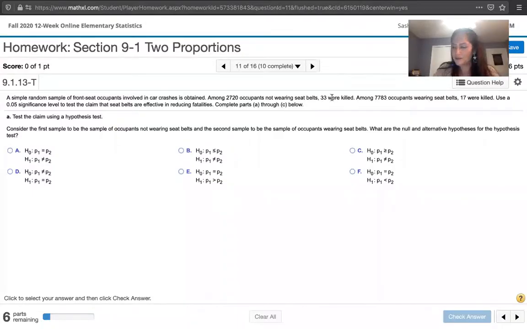Okay, so I want the null to have p1 equals p2, and the second one is p1 is greater than p2. Up there it is. E is our choice. Great. And the next thing we want to do is compute the test statistic, and we want to round to 2 decimal places as needed.